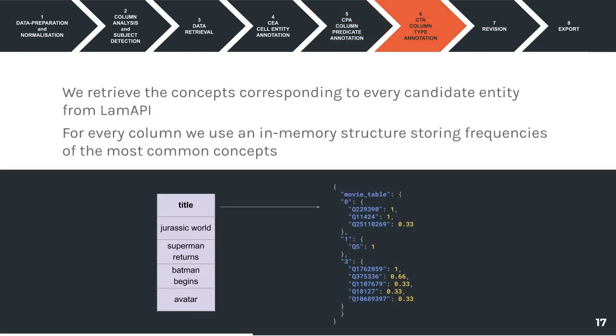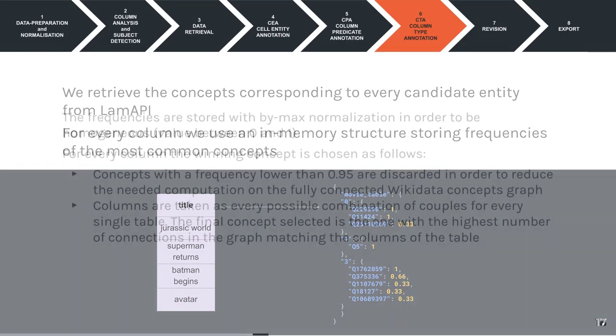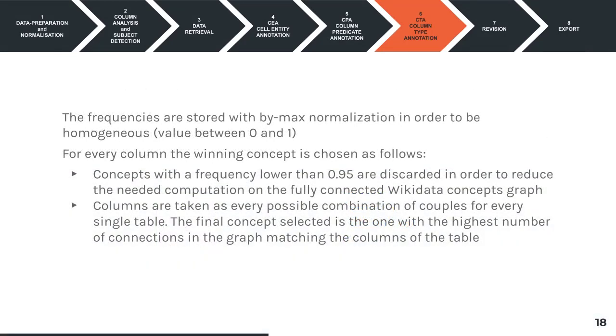In the column type annotation, we retrieve the concept corresponding to every candidate entity from the LAMAPI. For every column, we use an in-memory structure storing frequencies of the common concepts, as shown in the figure in this slide. The frequencies are stored with by-max normalization in order to be homogeneous. For every column, the winning concept is chosen as follows. Concepts with a frequency lower than 0.95 are discarded in order to reduce the needed computation on the fully connected Wikidata concept graph. Columns are taken as every possible combination of couples for every single table.